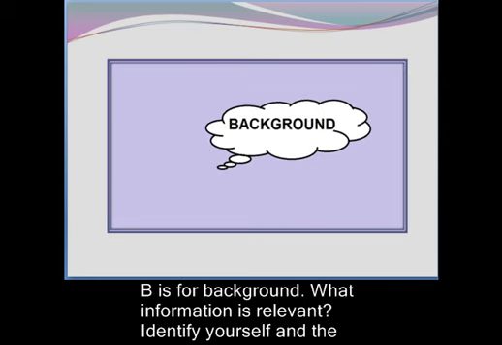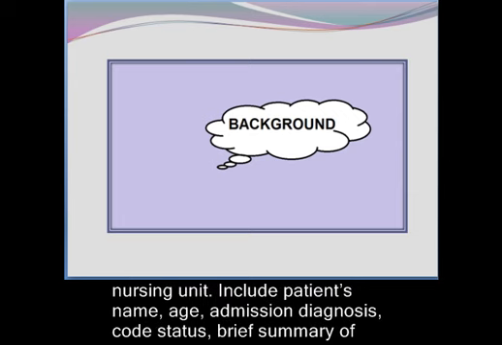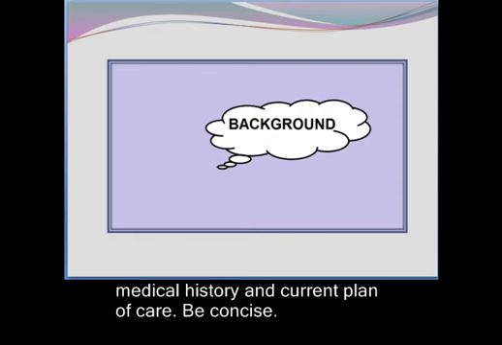B is for background. What information is relevant? Identify yourself and the nursing unit. Include the patient's name, age, admission diagnosis, code status, and a brief summary of medical history and current plan of care. Be concise.